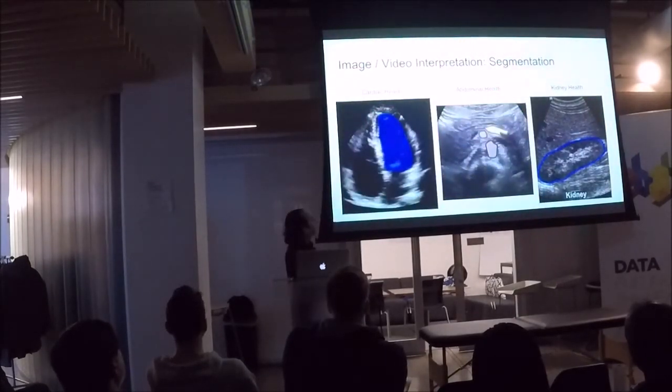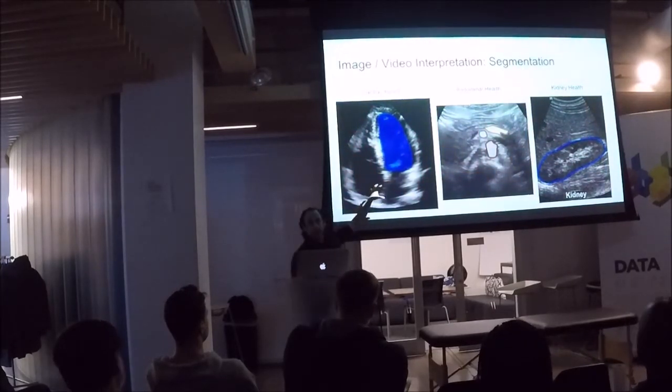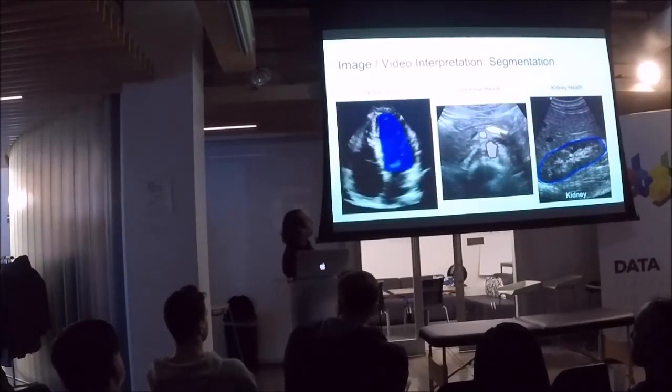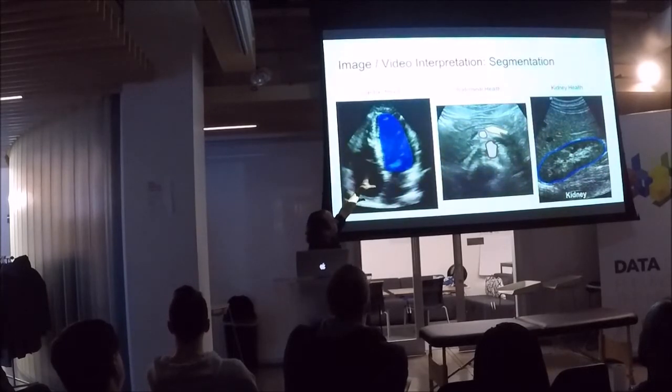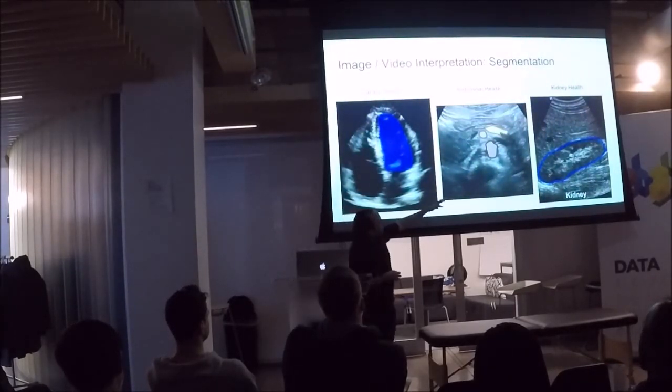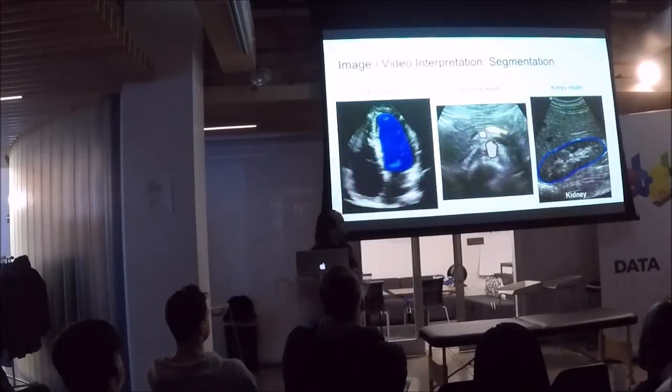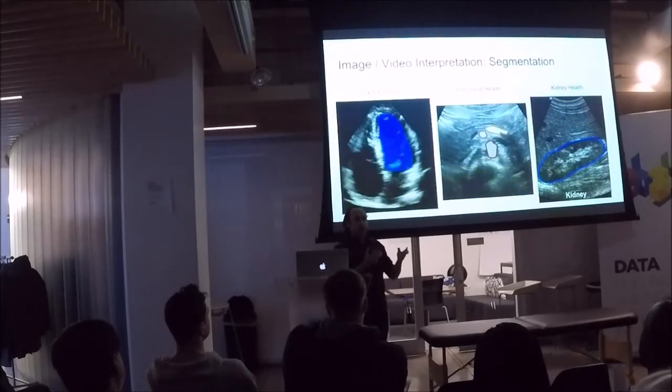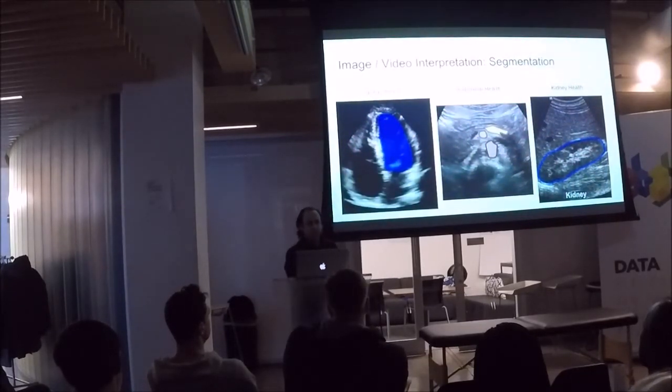There's a whole host of segmentation problems. Also in cardiac health, this is a different view of the heart. Here we're segmenting the left ventricle. In abdominal health and kidney health, there are a whole bunch of examples like this where we're trying to segment some part of the body in order to do volume assessment. Sometimes we want to find a number of different organs in a particular ultrasound image.